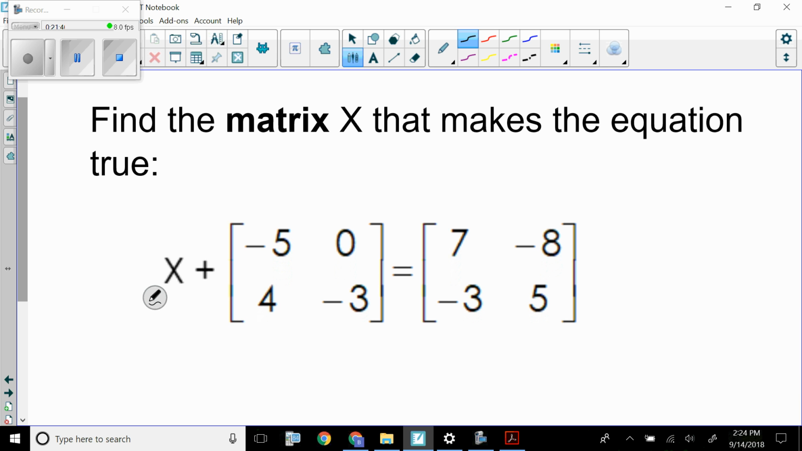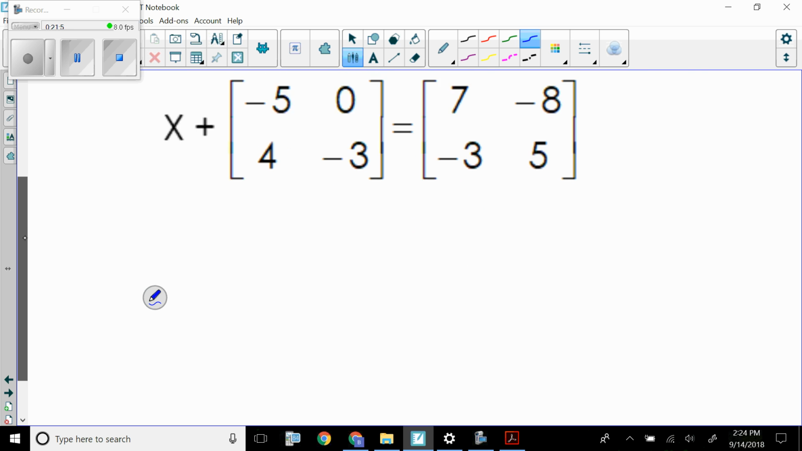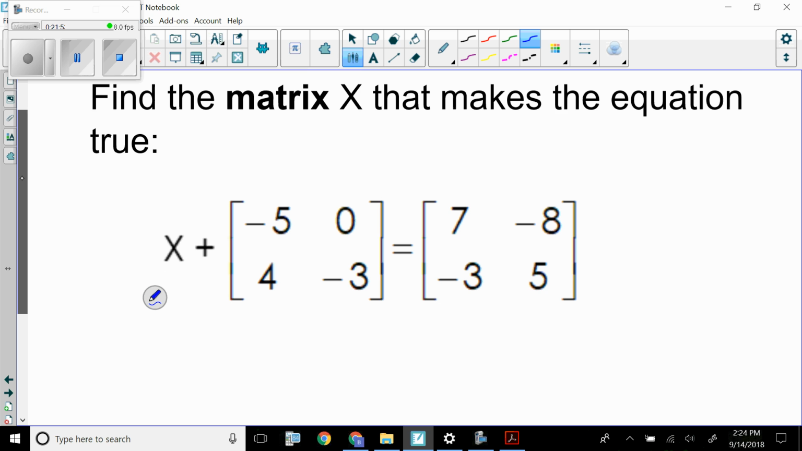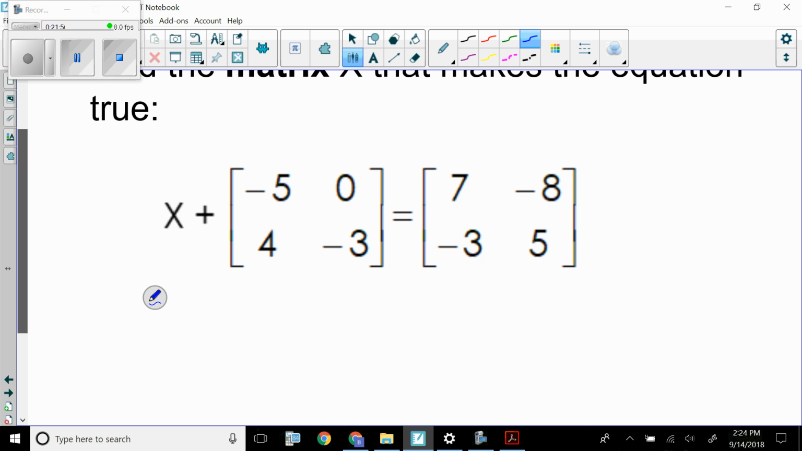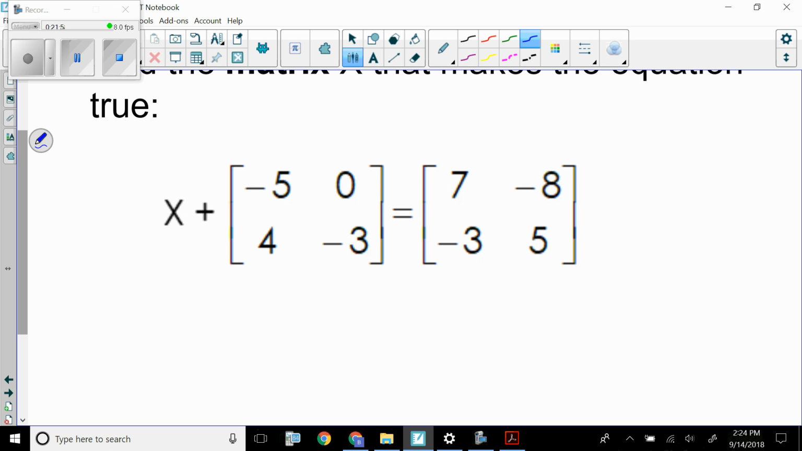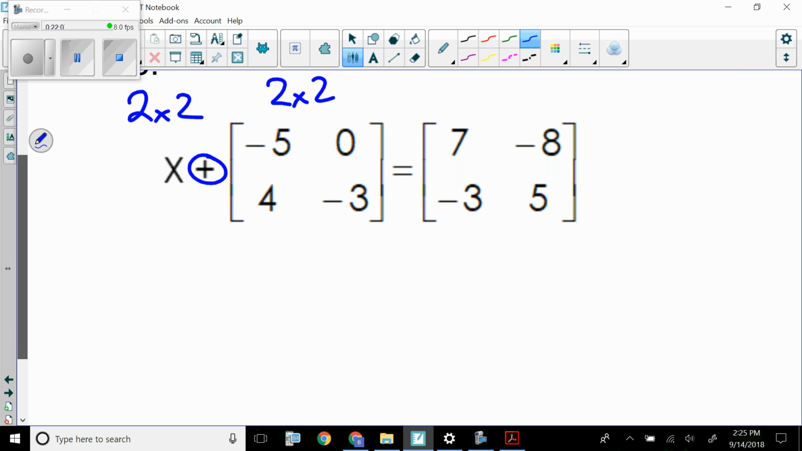Here is the next example I have for you. You're going to need to pause the video and make sure you have it written down. Now that you have it written down, it says find the matrix that makes the equation true. If I'm thinking about the matrix, I have an addition here. This is a 2 by 2. What must x be? Well, it has to be the same dimensions, so it's got to be a 2 by 2.